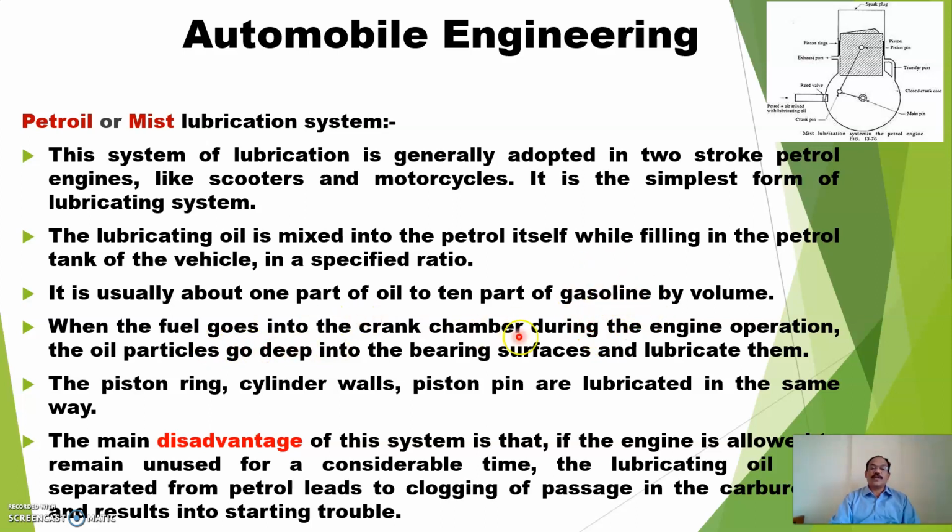When the fuel goes into the crank chamber during engine operation, the oil particles go deep into the bearing surfaces and lubricate them. In this figure you can observe that the charge coming from the carburetor is circulated in the crankcase also, as we know for the two-stroke engine. Along with the charge, the oil particles also enter and lubricate all the joints of the engine. The piston ring, cylinder walls, and piston pins are lubricated in the same way.